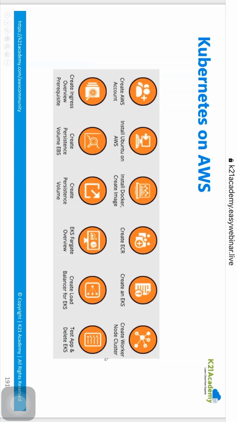So this is all the program we go and do. We create an AWS account. We install an Ubuntu machine on AWS. We install Docker, create images. We create ECR. We create an EKS. We create clusters. So a comprehensive program, as I said, you will learn a lot here.